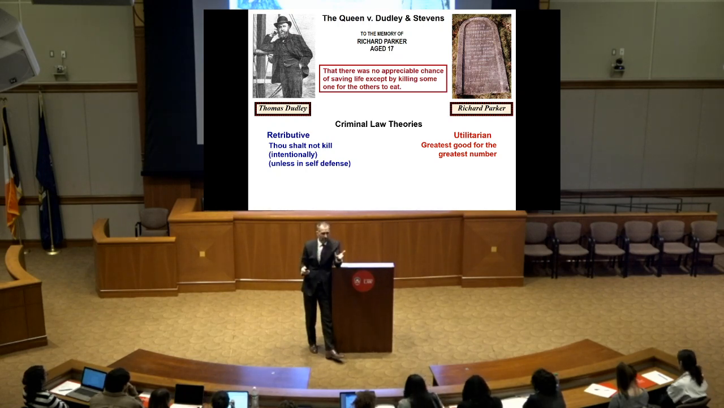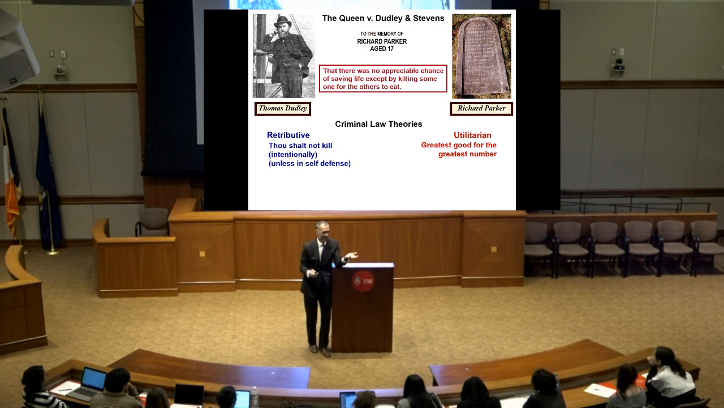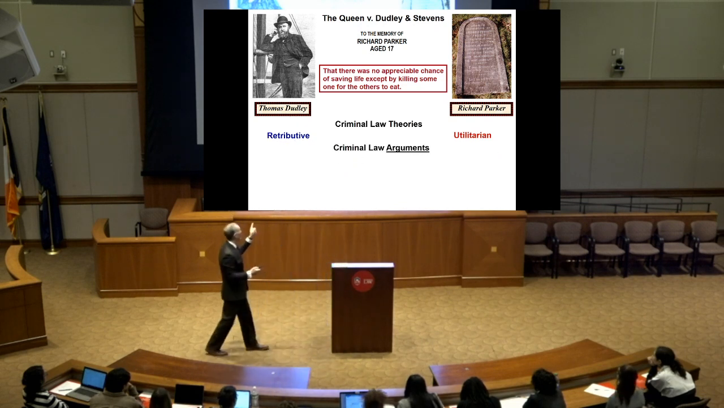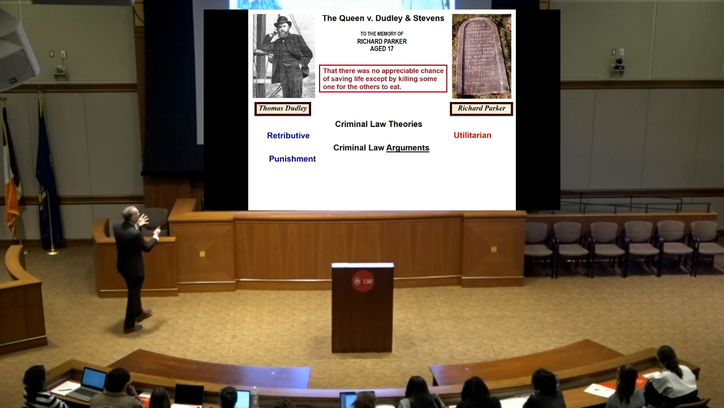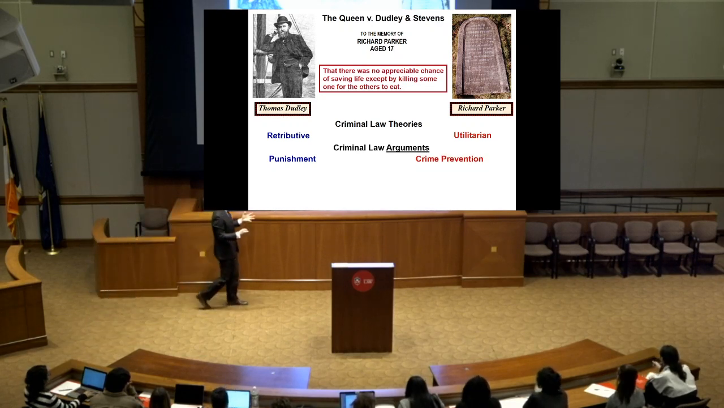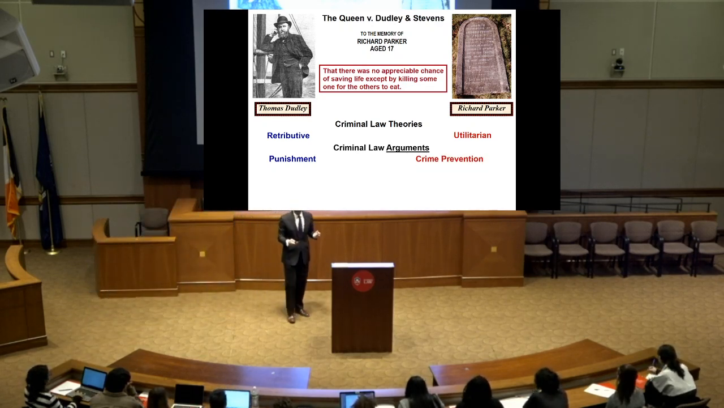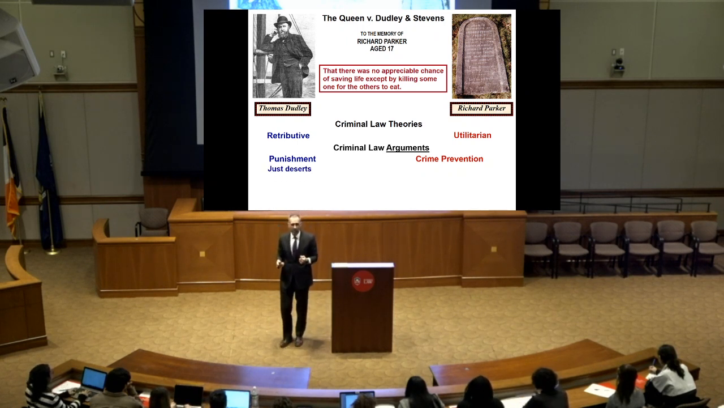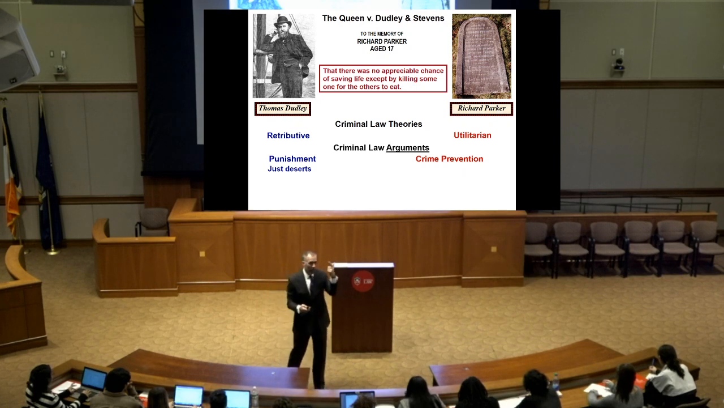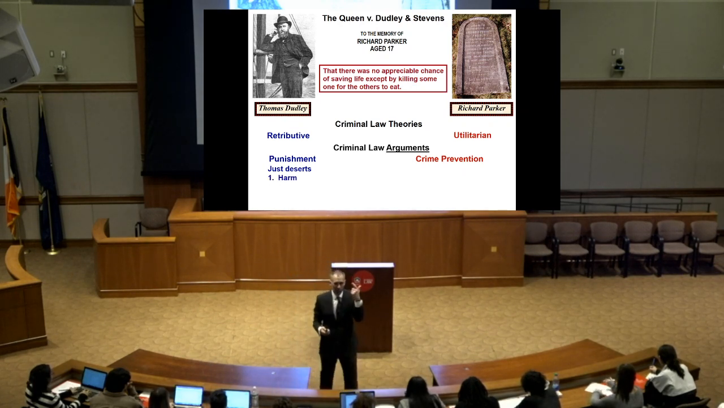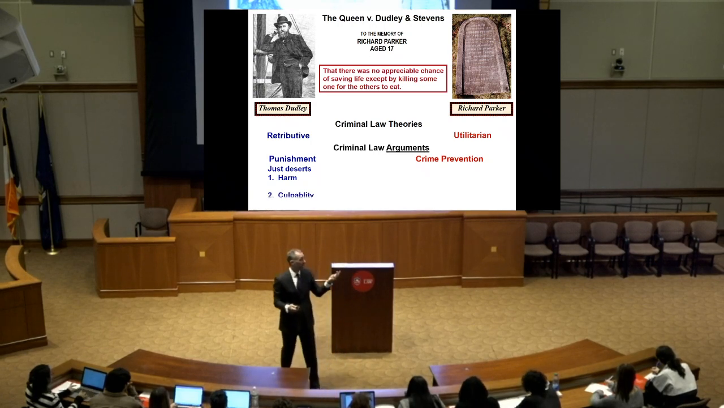In my criminal law class, we're not talking about Immanuel Kant and Jeremy Bentham because we care about philosophy. We're doing it because I'm training my students to make arguments. And retributive theories create arguments about punishment. Utilitarian theories create arguments about crime prevention. Okay? And with regard to punishment, we're typically arguing about harm and culpability. What did they do, and with what level of mental state, to determine how much punishment they deserve?